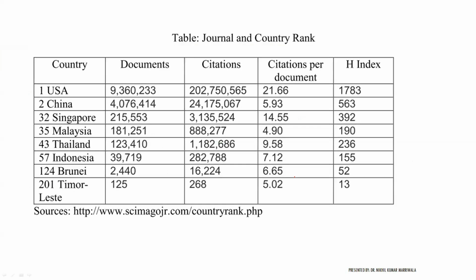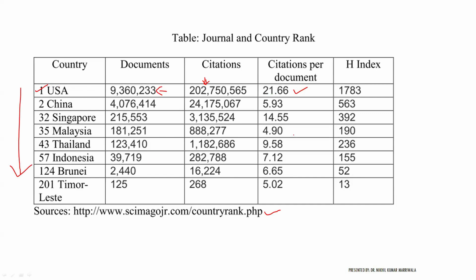Now, this table talks about the journal and country index. This is something that we never bother about. I've taken this data from scimajor.com. You can verify this on your own also. The number one country in journal and country rank is the US, with documents of this nature. And citations, have a look at the number of citations that this country has, right? Citations per document 21.6. Now this rank goes down, right?